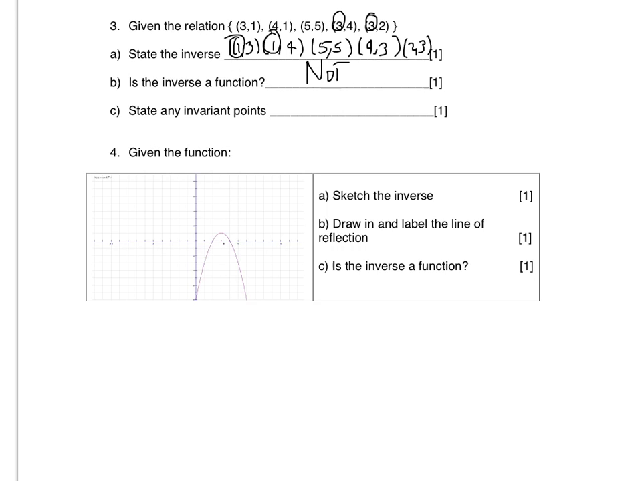State any invariant points. By definition, invariant points are the ones that do not change. The x and y values are not going to change.